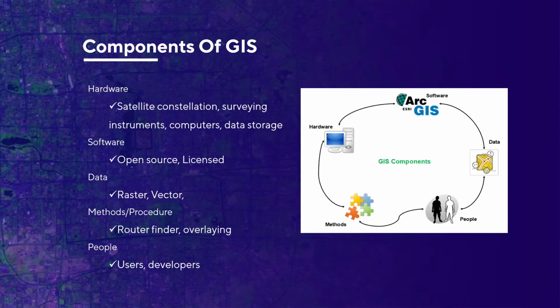Open source software involves QGIS, that is Quantum GIS, and licensed software, that is ArcGIS, ArcGIS Pro, and many other licensed software are available. For the data we mainly use raster data and vector data. Then for the method and procedure, we may be using various methods for spatial analysis, for example route finding and overlaying.